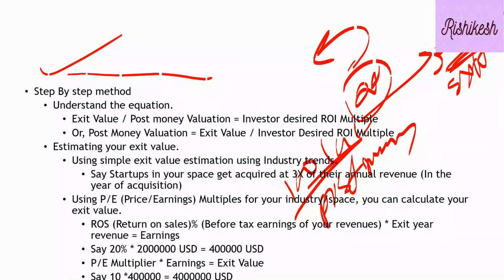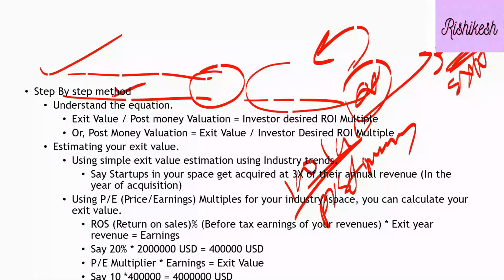So if you interchange this equation, you'll find that post money valuation is equal to exit value divided by the investor desired ROI multiple. Now, how can you determine the exit value? For determining the post money valuation, you should know the exit value and the investor desired ROI multiple. How can you calculate the exit value?